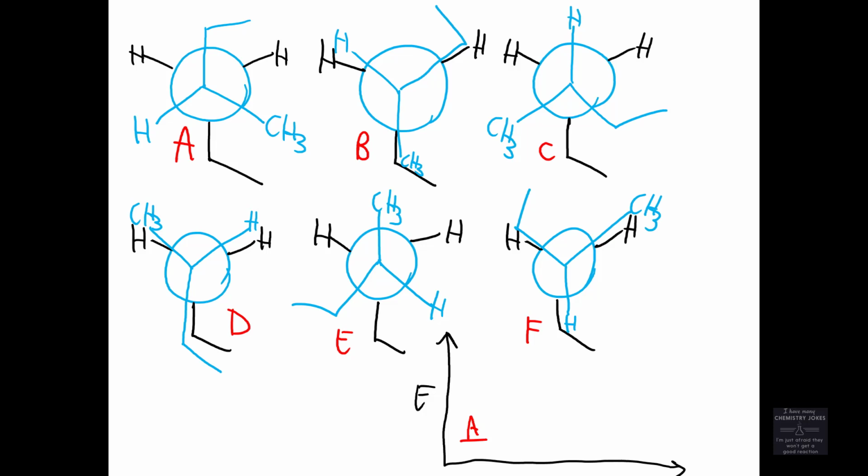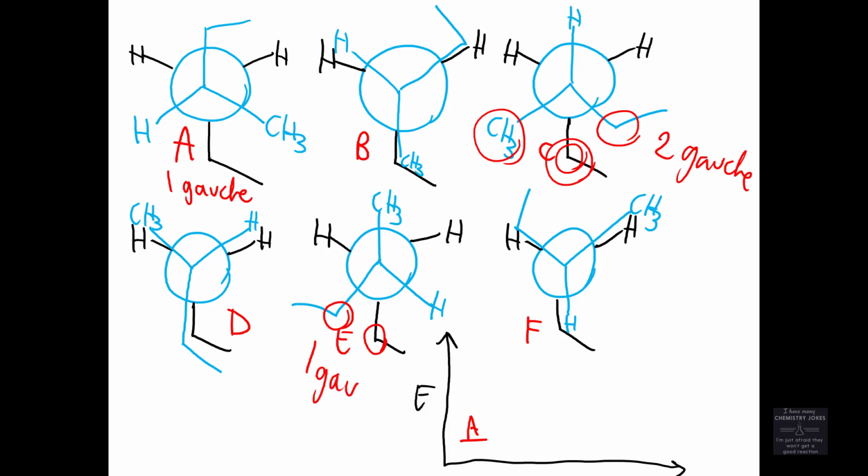If I rank A, C, and E, because those are my 3 staggereds, A has 1 gauche interaction, C has 2 gauche interactions, and E has 1 gauche interaction. So A and E both have 1 gauche, but are they equivalent? No. A is a methyl-ethyl gauche. E is an ethyl-ethyl gauche. So E is higher energy than A, and C is even higher energy than that. So A, C, and E I ranked together kind of low because they're staggered, although my plot scaling down there is really bad. Okay, let me erase all that mess.